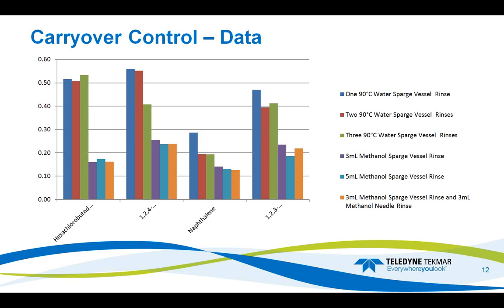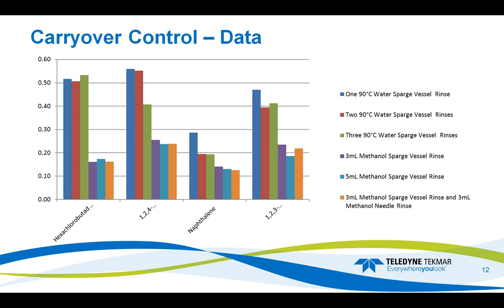So, for instance, with hexachlorobutadiene, whether we do 1, 2, or 3 water rinses, we still get right around 0.5% carryover. Adding additional rinses is not getting us a better carryover rate. And so this shows that adding 2 or 3 water rinses is just wasting time. We're extending the length of our run for no reason. Whereas if we use a methanol rinse, we now get a significant reduction in carryover for hexachlorobutadiene. And we see a similar trend with the trichlorobenzenes as well.